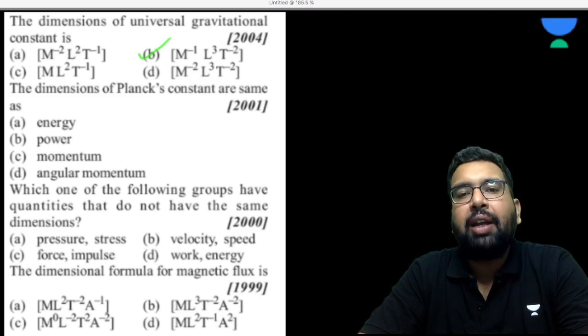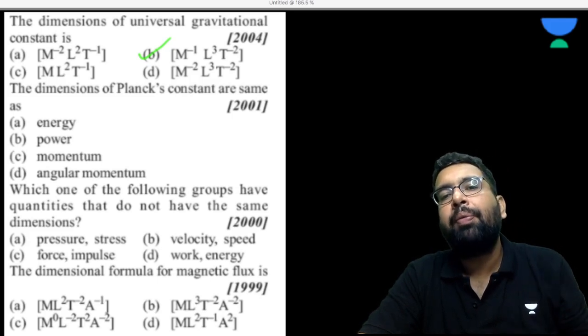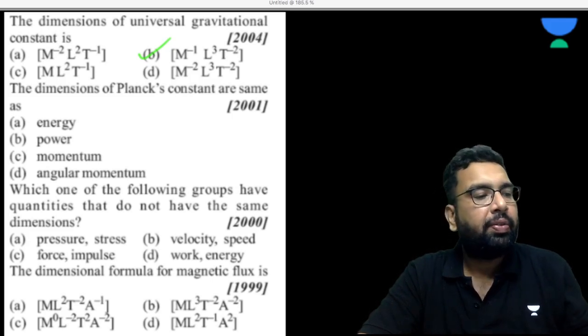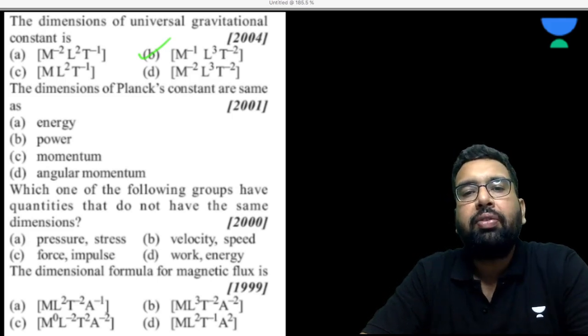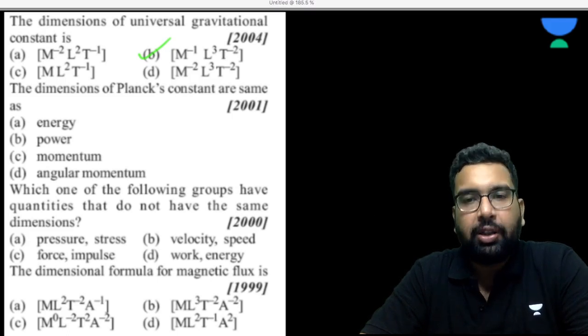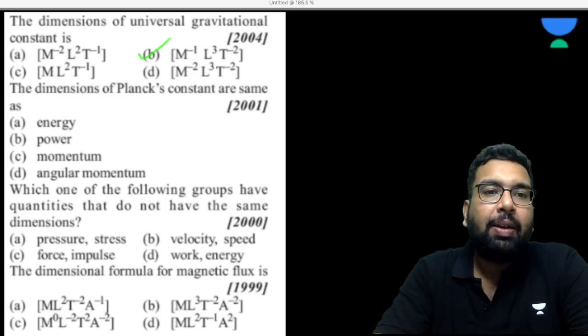Okay. So again, we have sorted out the dimension of Planck's constant. If you remember, did we or didn't we? We have seen the dimension of the Planck constant. It is also a constant which has dimension. So not all the constants are dimensionless. Remember that.